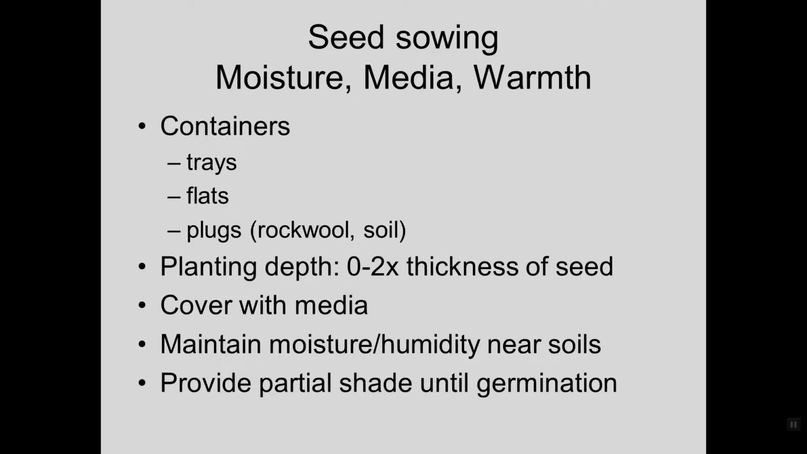Seed sowing: moisture, media, warmth. Containers are needed. You need some kind of pot or tray, which is a low, wide pot, or flats. Sometimes you can use a synthetic type of media like rock wool, or you can use natural soil. The general rule of thumb for the depth to plant a seed is about 2 times the diameter of the seed. So if you have a seed that's a 1/4 inch in diameter, you would plant it 1/2 inch deep into the soil.